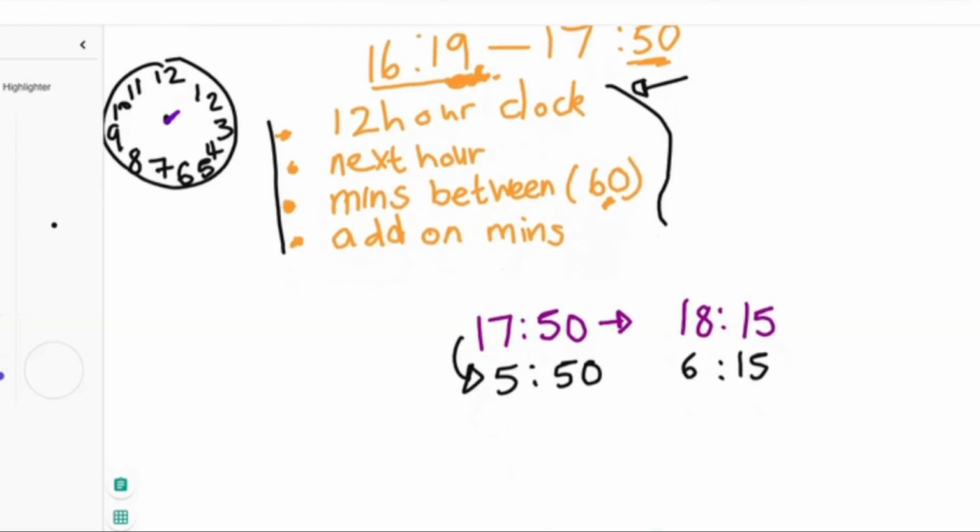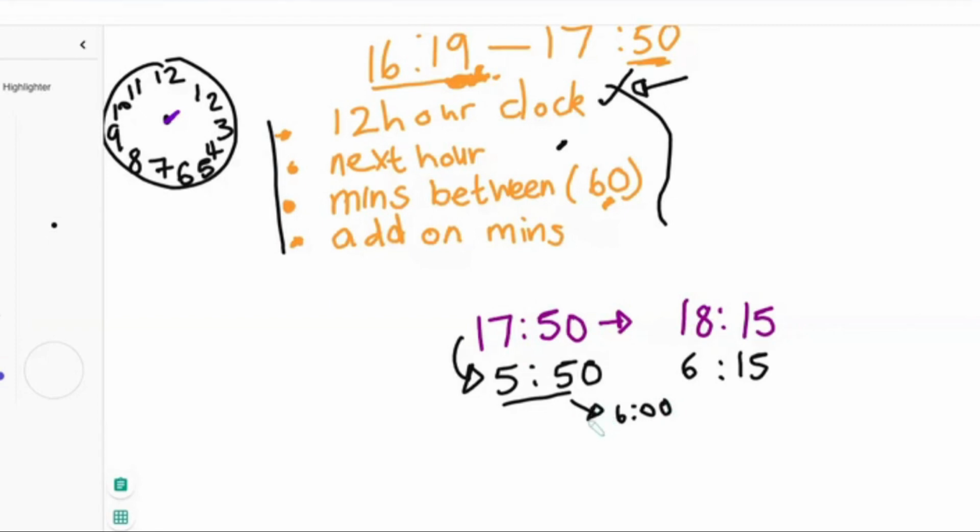All right, what's the next step? What do we do next? We've already done that. The first step is 12-hour clock. The next step is we need to find out the next hour. So after 5:50, the next hour is 6 o'clock. Remember, all we're doing is jumping to the next hour, okay? And then finding the times between to help us.